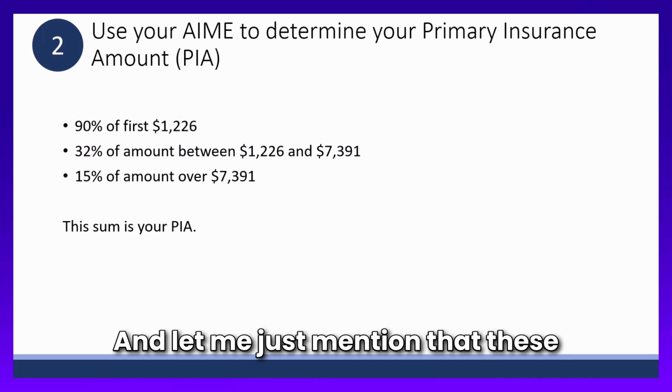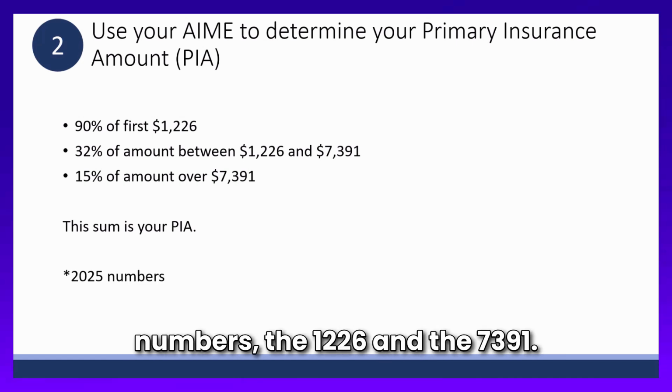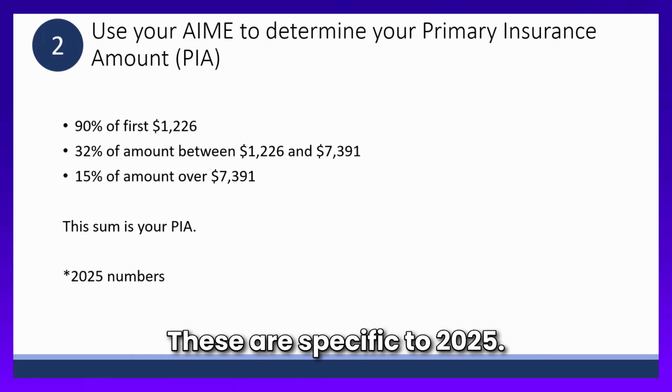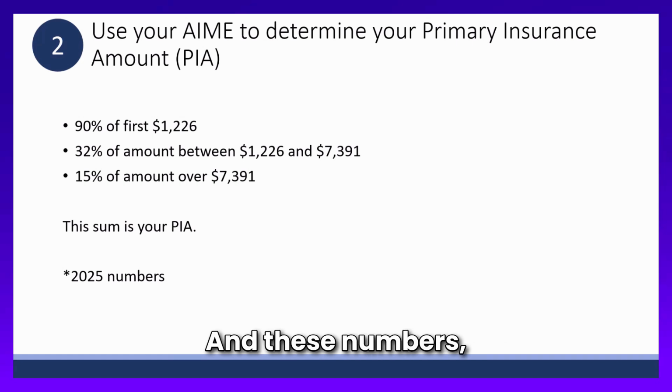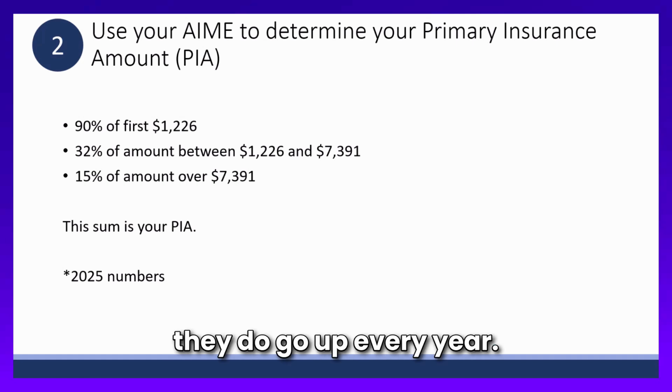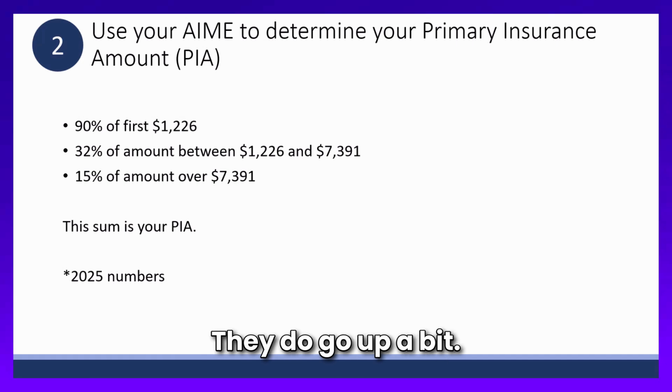And let me just mention that these numbers, the 1,226 and the 7,391, are specific to 2025. These are 2025 numbers, and they do go up a bit every year. So keep that in mind. Now let's see how that applies to our example.